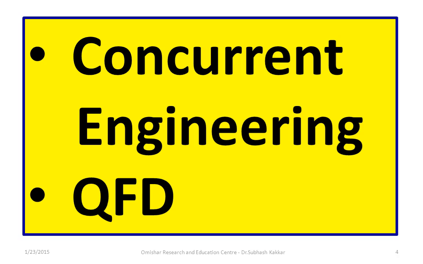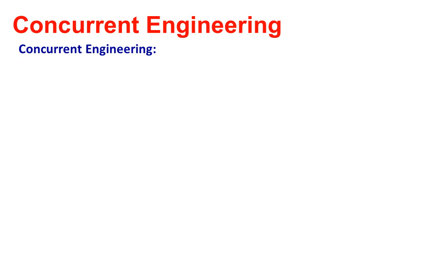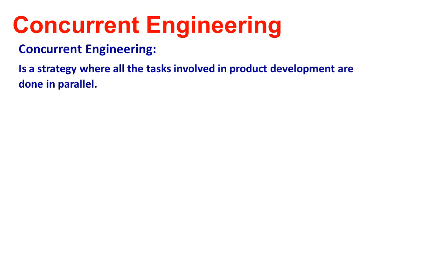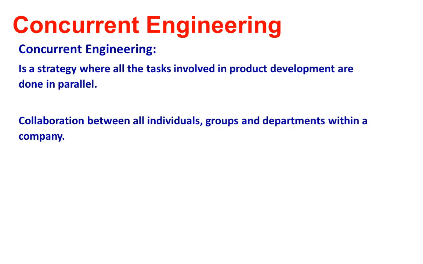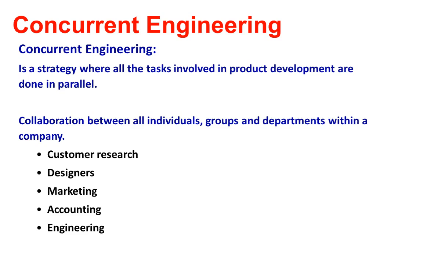Today's topics are concurrent engineering and quality function deployment. Concurrent engineering is a strategy where all the tasks involved in product development are done in parallel. All the activities are done simultaneously, with collaboration between all individuals, groups and departments within a company. Customer research, designers, marketing, accounting, engineering, they work all together and simultaneously.